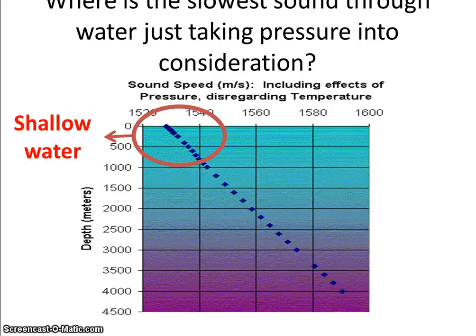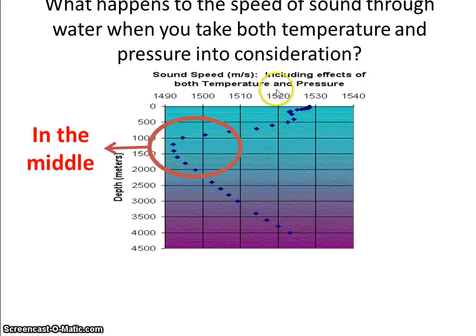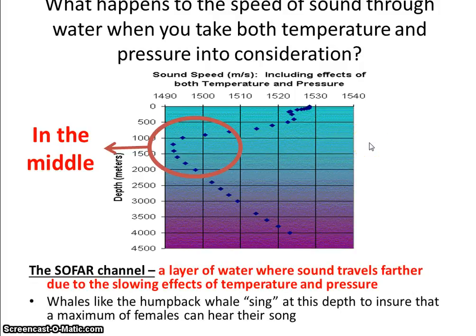So where do we end up singing? Well, if one wants us to sing in the shallow and the other wants us to sing in the depth, the answer is we sing in the middle. If we take both temperature and pressure into consideration, which is a realistic, real-world scenario, you'll note that the sound slows down the most in the middle area. That's where temperature and pressure combine to slow down sound the most, which means that our songs in that area will travel the farthest. This area is known as the SOFAR channel.